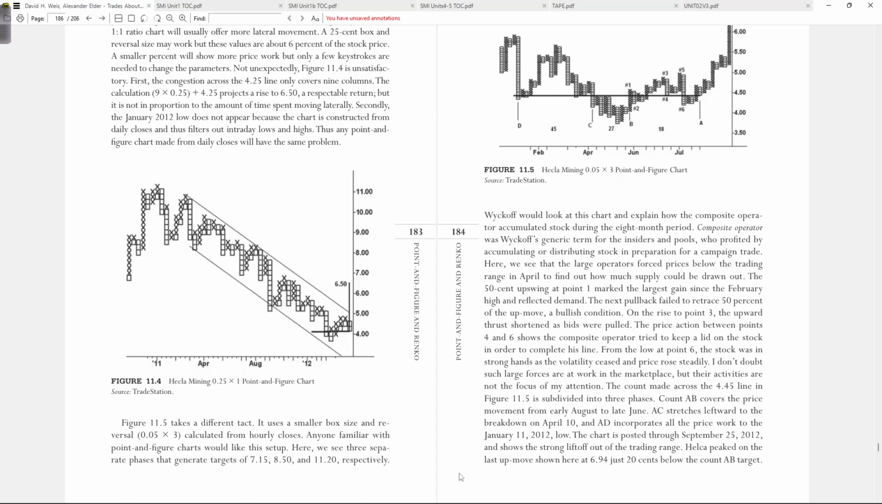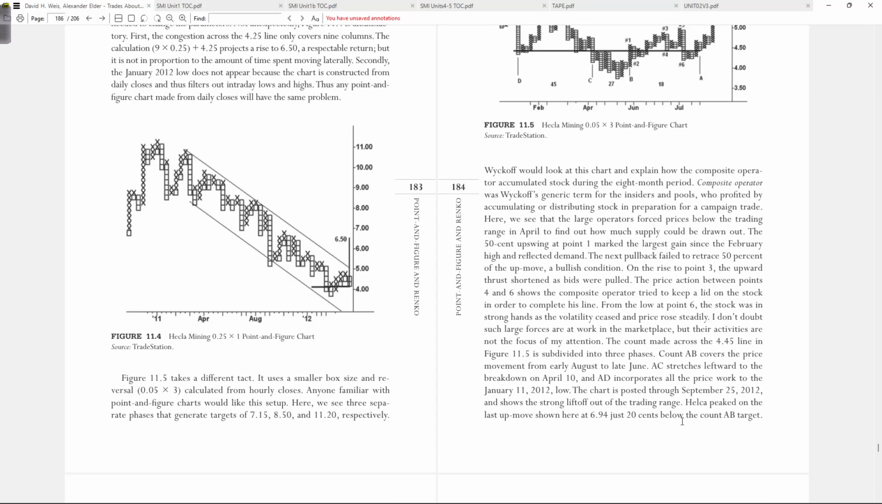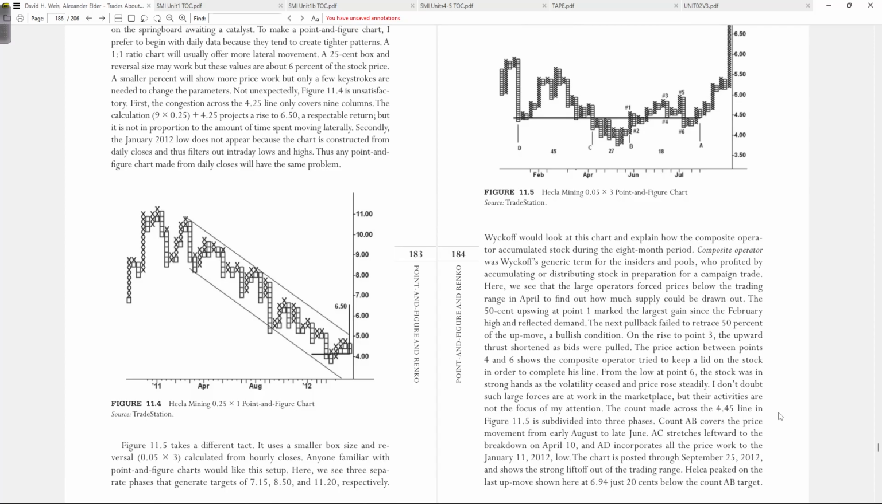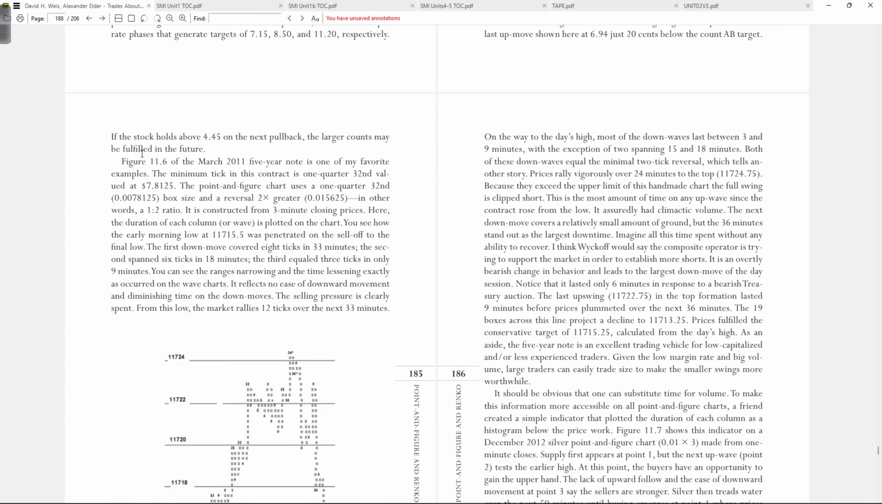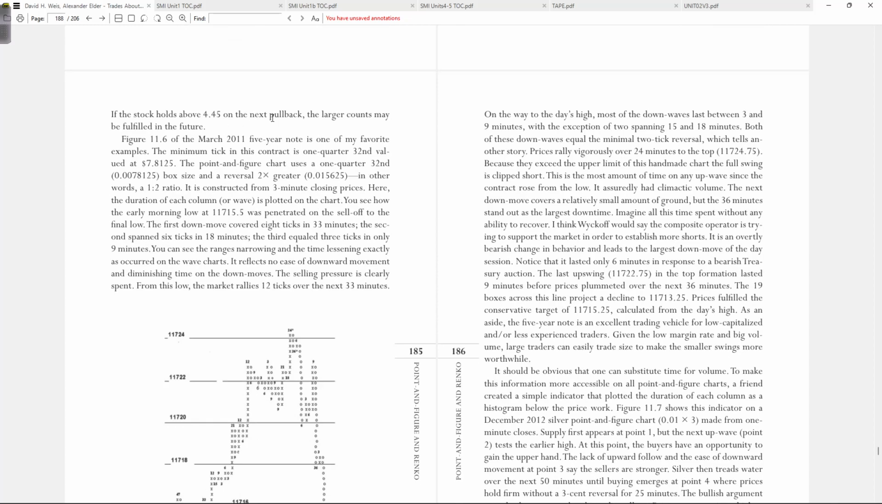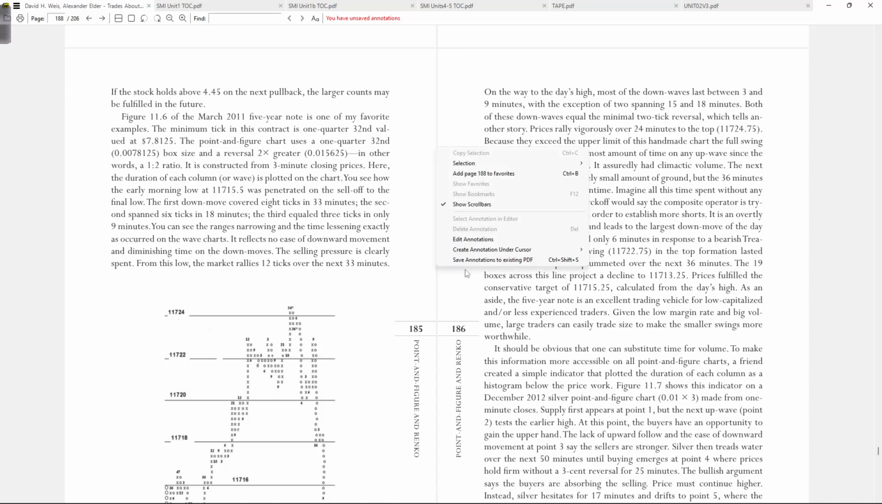Hecla peaked on the last up move shown here at 6.94, just 20 cents below the count AB target. If the stock holds above 4.45 on the next pullback, the larger counts may be fulfilled in the future.